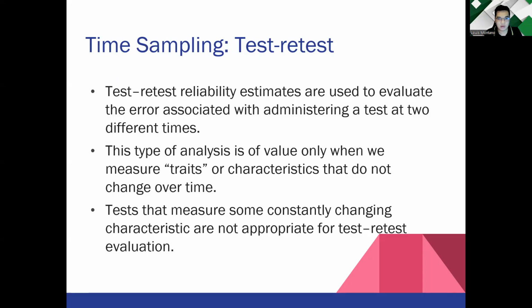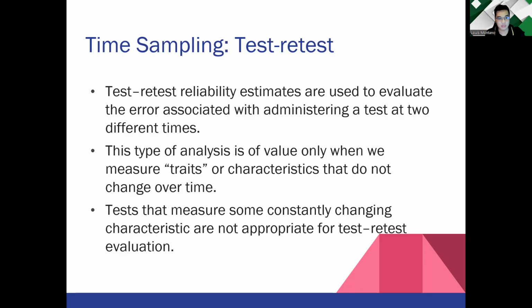Kunyari naka-70 ka on the first try, given na walang nagbago sa'yo, dapat makaka-70 ka pa rin on the second try. Okay? Or if you take a test about extroversion, if it turns out in the first take that you are an extrovert, dapat ganun pa rin yung outcome sa second take. Okay? That is one way for us to say na yung test ay reliable. If it yields consistent results across time.